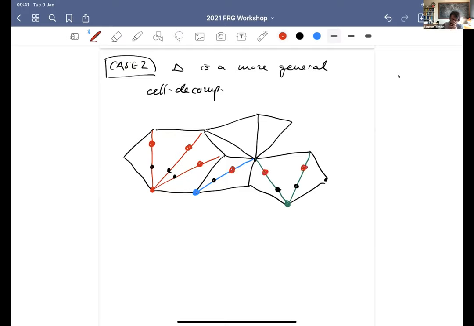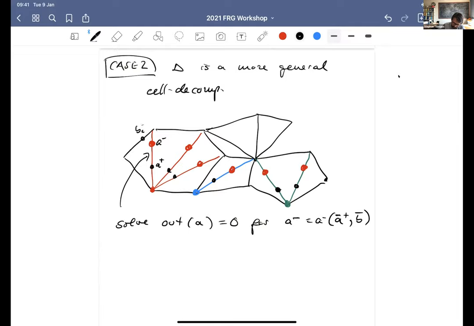Once you've done everything in this way, you basically solve the altitude condition for the edge in terms of the one that's further away. I will always call this one A minus, and this one A plus. So you solve altitude at the edge A equal to zero for A minus. This gives you A minus in terms of all of the A pluses and the remaining coordinates, which are called B: BI, BJ, and so forth. So that's one thing you can do.